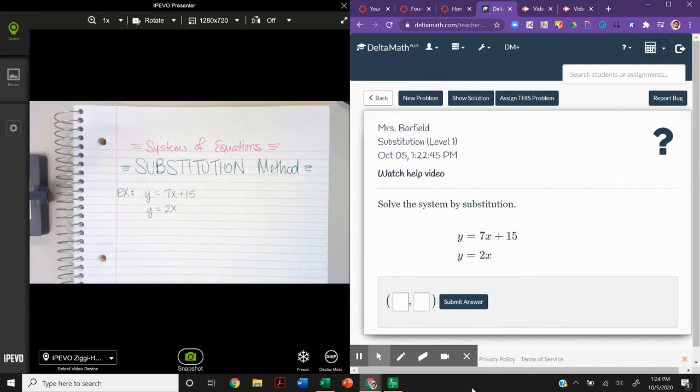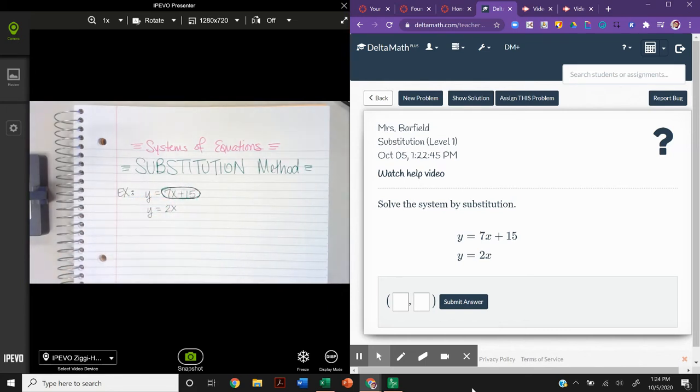What substitution is telling me to do is substitute, but substitute what? What I tell my students, and you're welcome to adapt this after you're confident in what you're doing, is to take the first equation, y equals 7x plus 15, and circle what y equals. We know that y equals 7x plus 15.